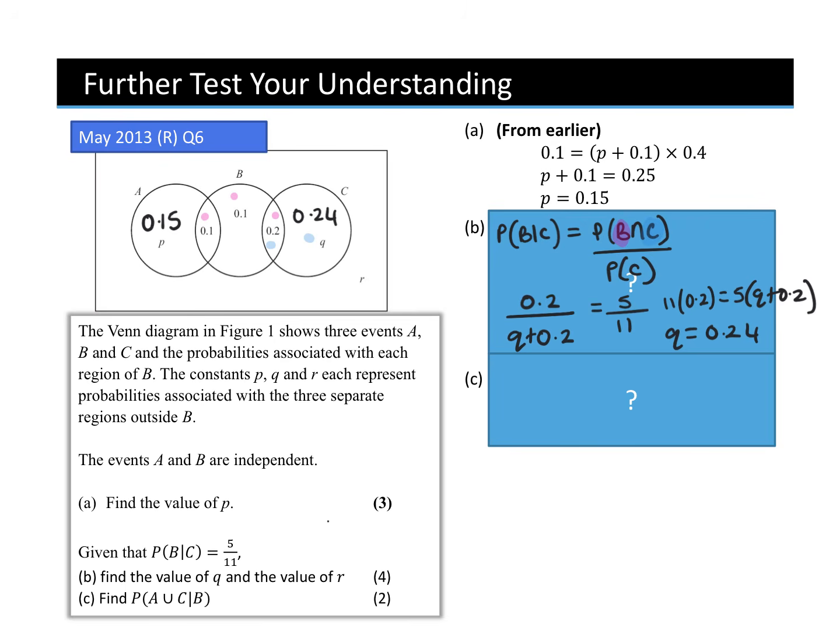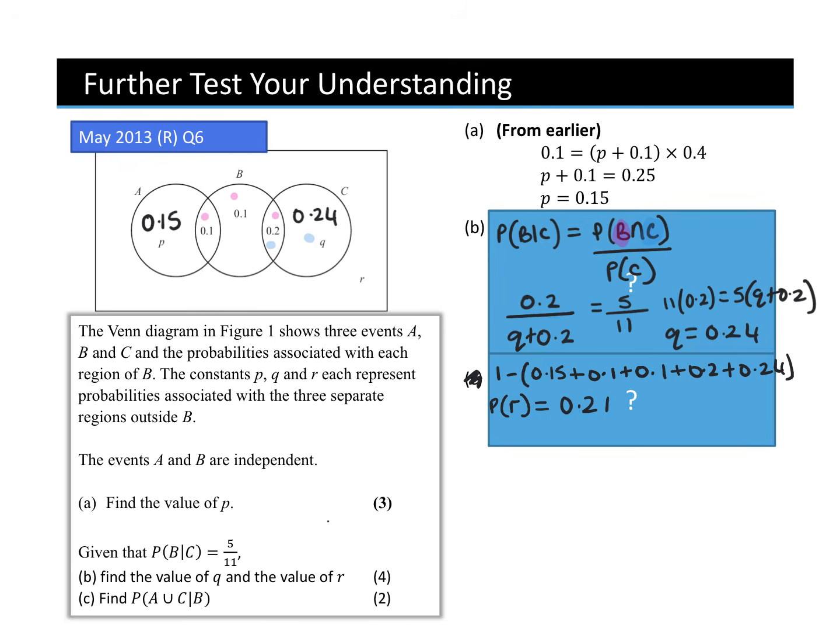Then, how am I going to find R? Now we know R is the universal set on the outside. If I add all these probabilities up and do 1 minus, it's going to give me R. So 1 minus 0.15 plus 0.1 plus 0.1 plus 0.2 plus 0.24. If I add them all up, this is going to give me the probability of R, which equals 0.21.